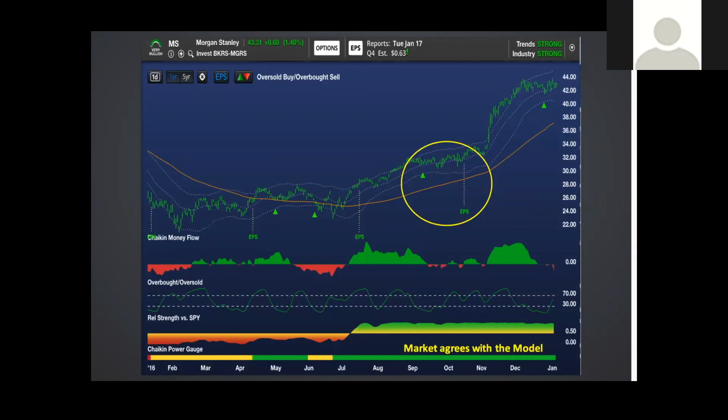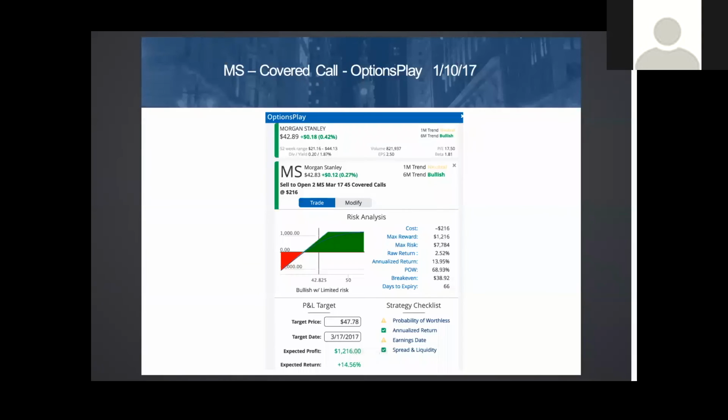So what could you do to generate more income and perhaps make holding Morgan Stanley for the longer term more palatable? Well, Morgan Stanley has a yield of 1.87%. And Tony, why don't you describe this covered call strategy in Morgan Stanley and how it increases the yield and the annualized return by writing an out of the money call?